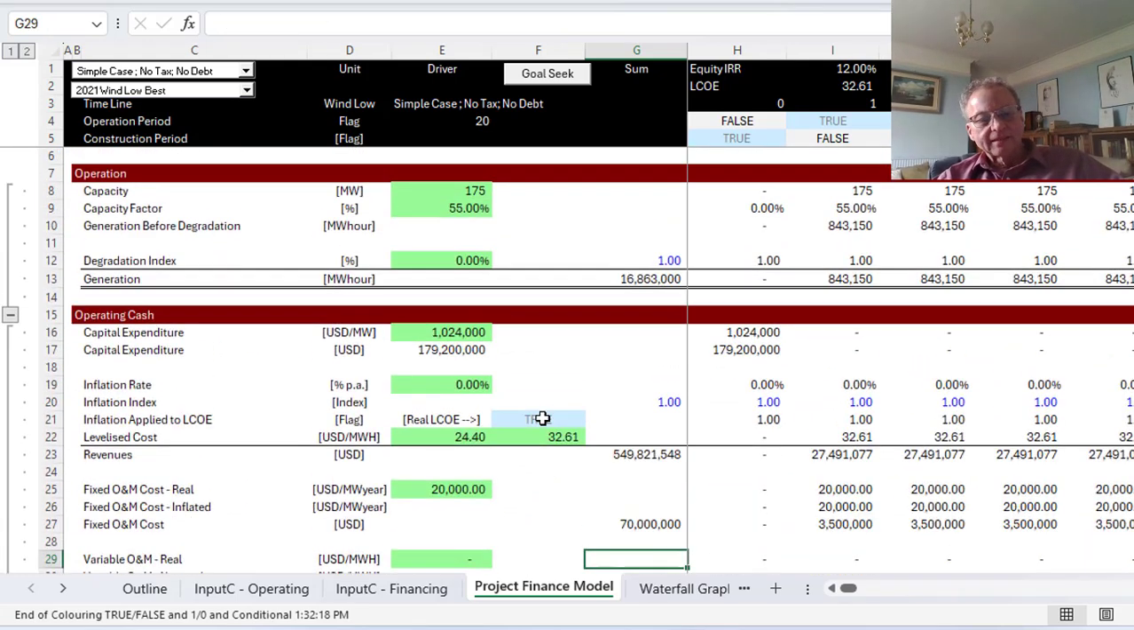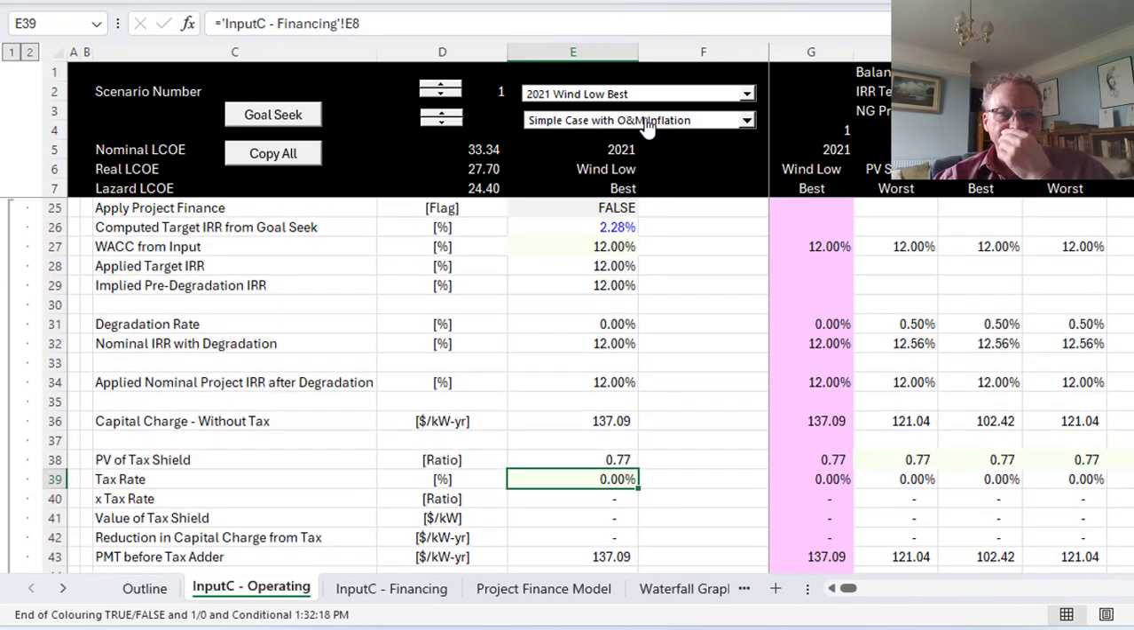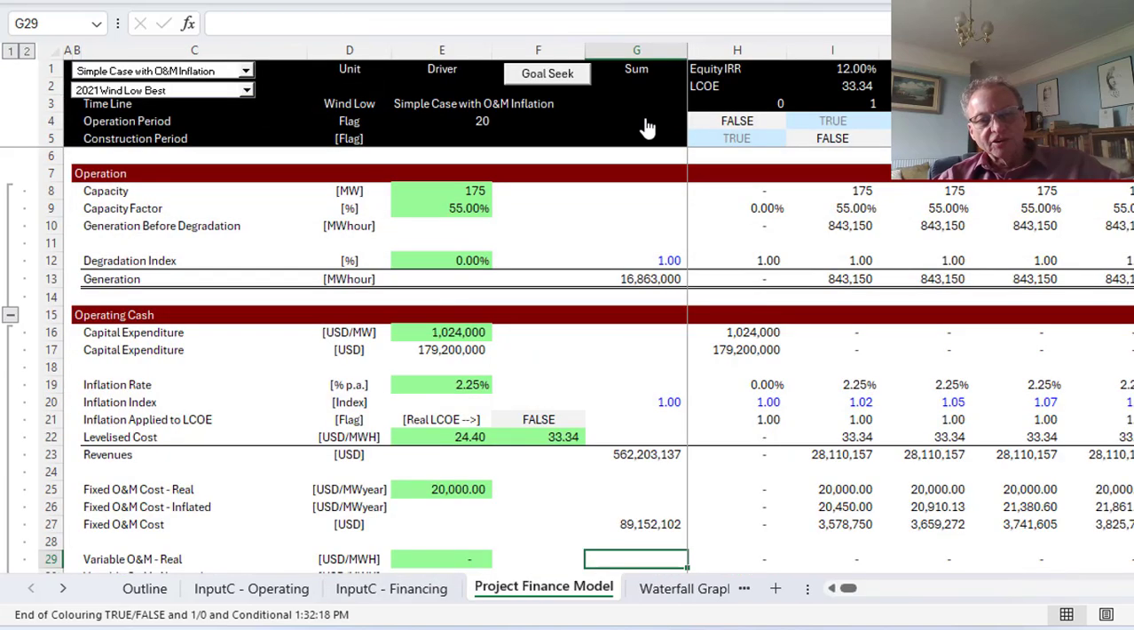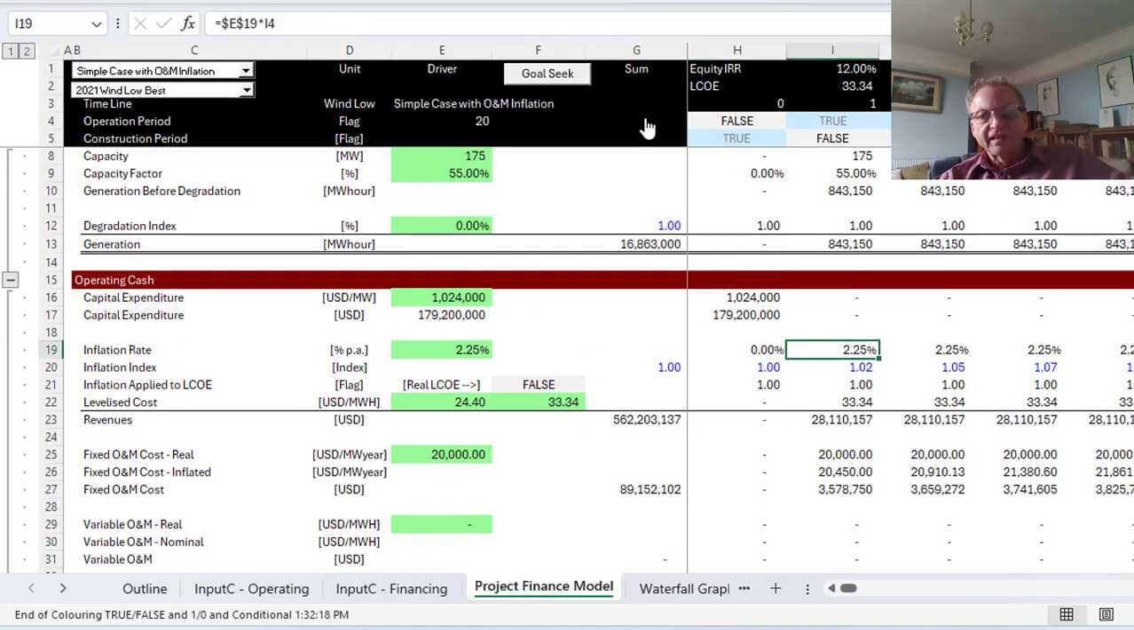Now, let's go to the next step. The next step after our simple case with no debt is we add O&M inflation, which seems to be really easy. In your project finance model, all that means is you're going to put an inflation rate here.